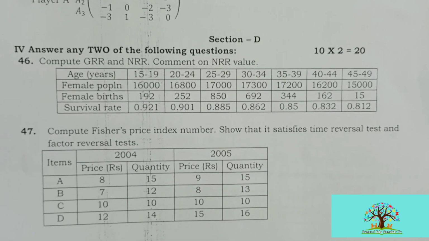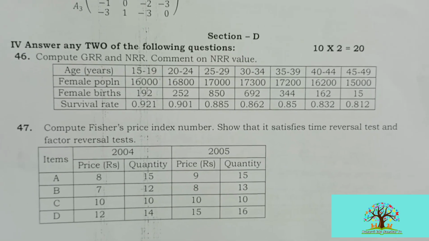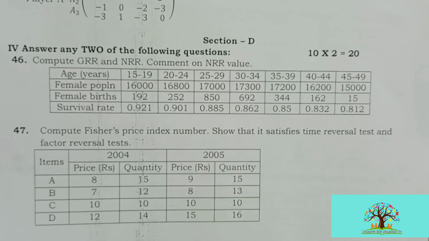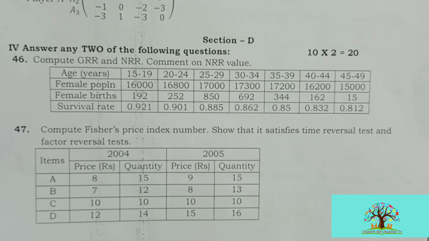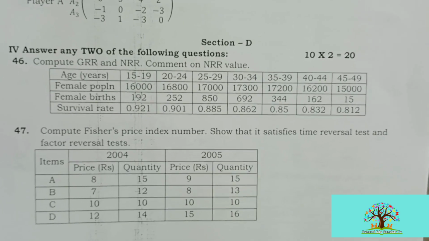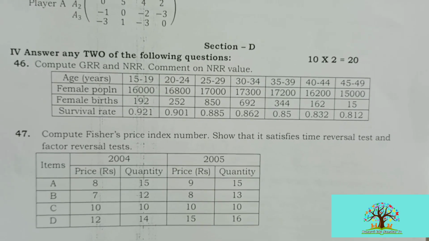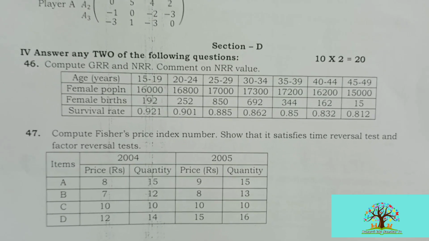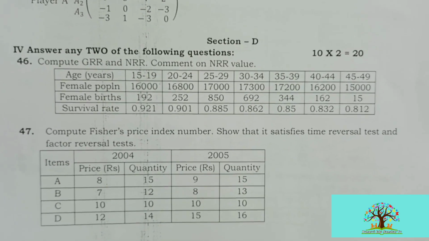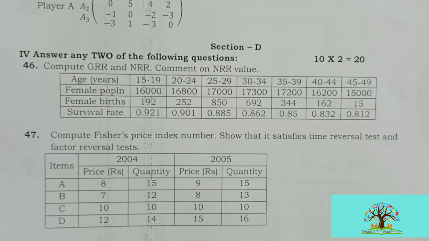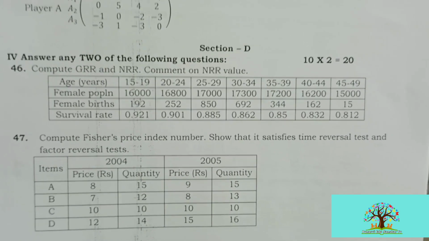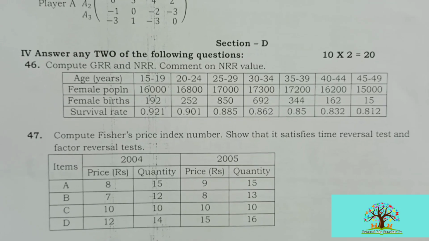Here generally they will ask you to calculate Fisher's price index number, and we have to verify whether it satisfies TRT and FRT. TRT means time reversal test and FRT means factor reversal test. Okay, so just see the question here. 47th question: compute Fisher's price index number, show that it satisfies time reversal test and factor reversal tests.